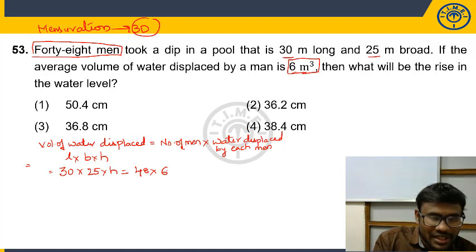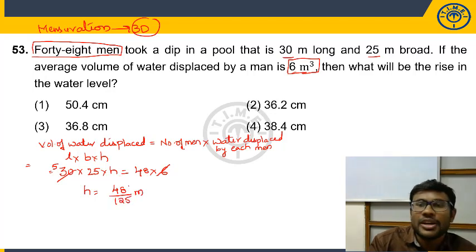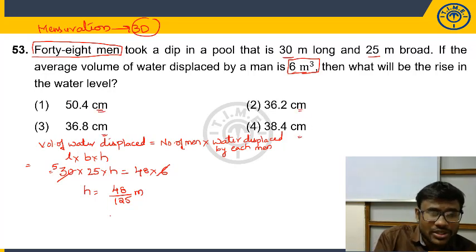Okay, let us do the calculation. So 6 ones and 6 fives. So H is equal to 48 by 125 meters. But the options are in centimeters. So let us convert into centimeters.